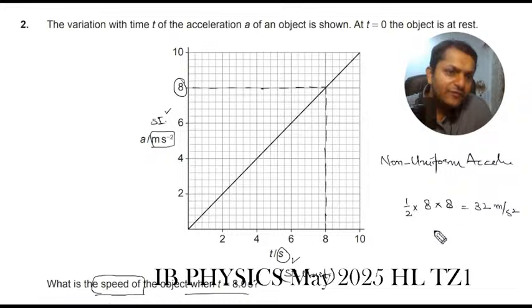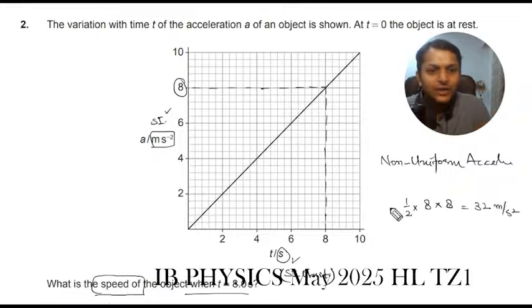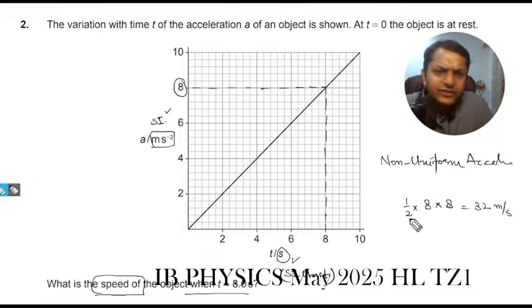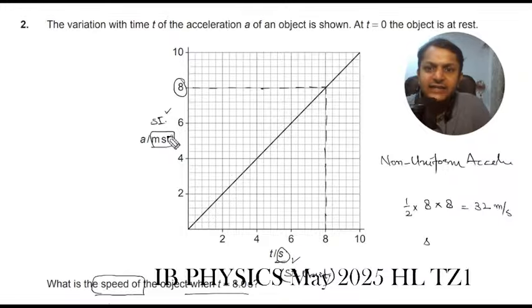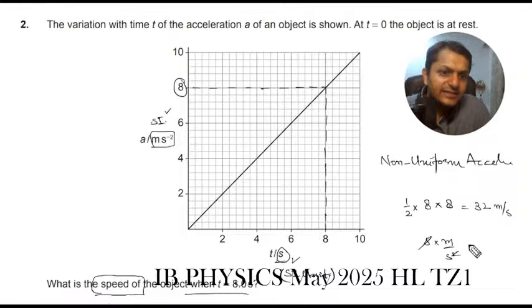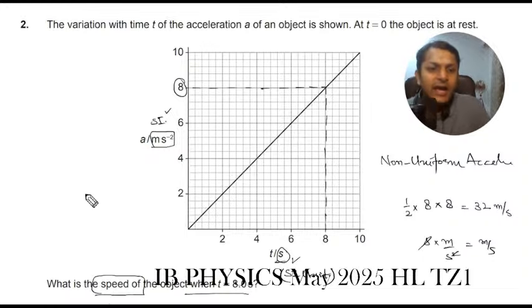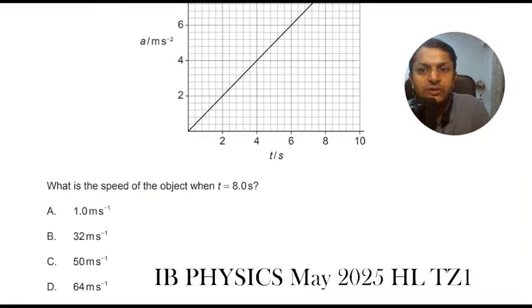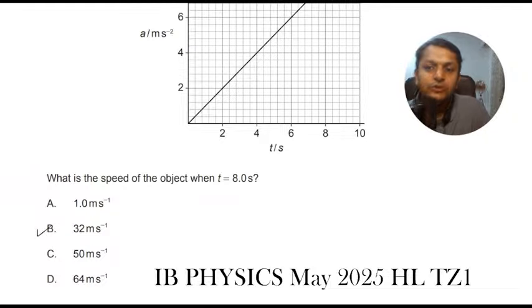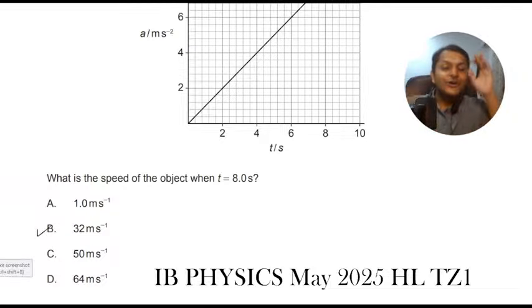And the unit will definitely be meter per second. You can clearly see if you find the area, half is a constant, 8 here is having a unit second, and this 8 is having a unit meter per second square. So this second gets cancelled out, so your unit is coming out to be meter per second. So we have done it from the unit point of view also. Hence your answer should be 32 meter per second, and absolutely correct. That is the correct answer for this question.